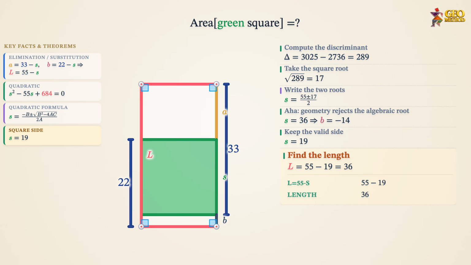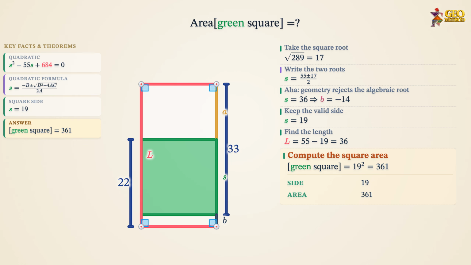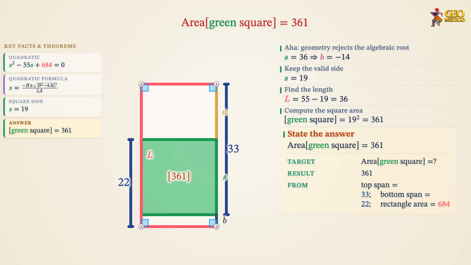The length is 55 minus S, which is 55 minus 19, giving 36. Width is 19, so we now know both rectangle dimensions. Finally, the green square area is S squared, 19 squared, which is 361 square units. So the answer is 361.